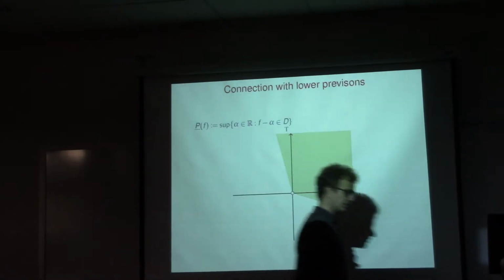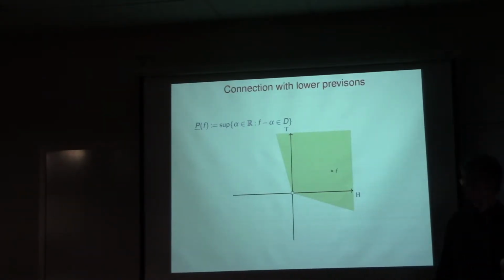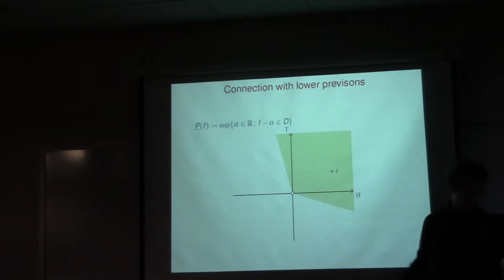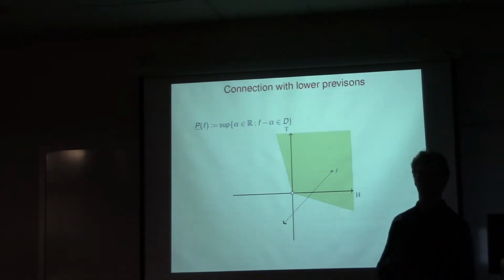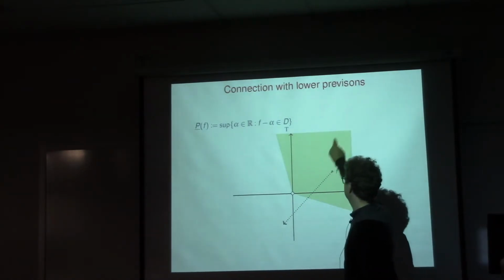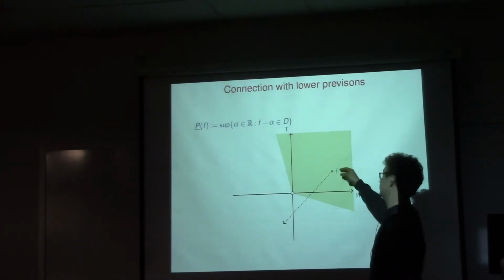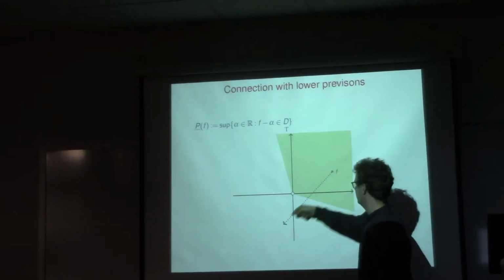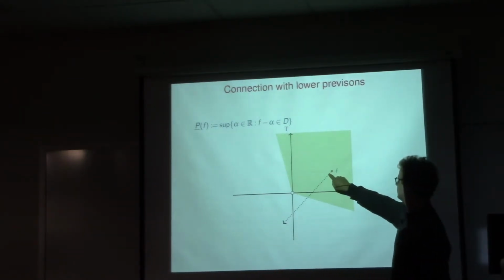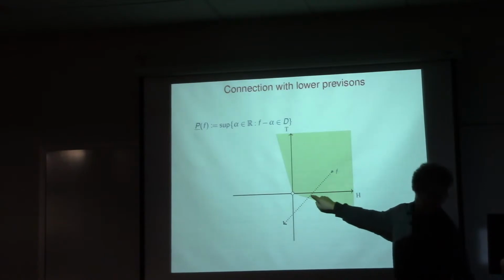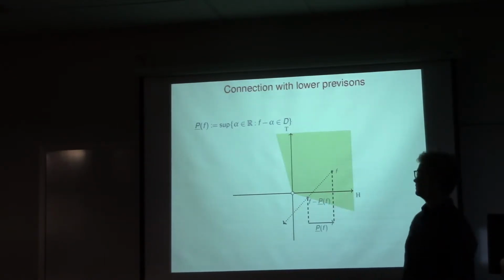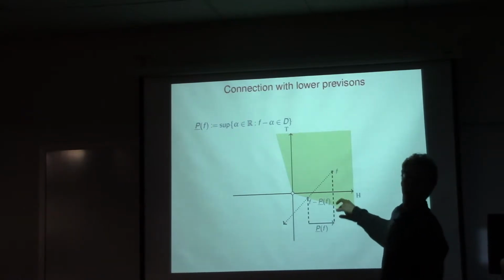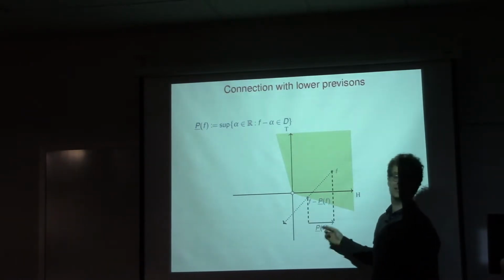And how does it work graphically? Well, graphically it's quite easy. I have a gamble, for instance this one. I subtract alpha. What is alpha? Alpha is a number, so it's a constant function, a constant gamble, so it lives on the first diagonal. If I subtract positive alpha, then I go along this line. So I start with f and subtract increasingly bigger alphas until I reach a border. At the border, that's the horizontal distance between my gamble and the border, that's its lower prevision.